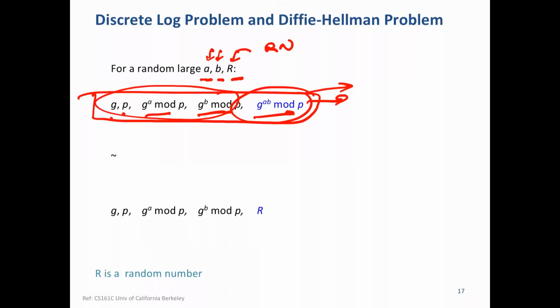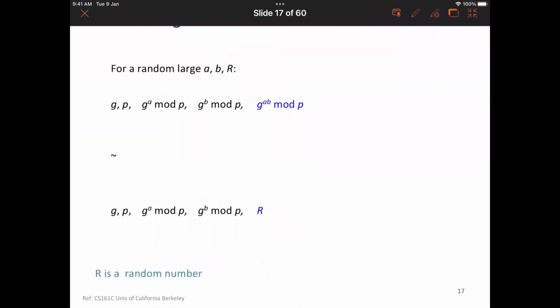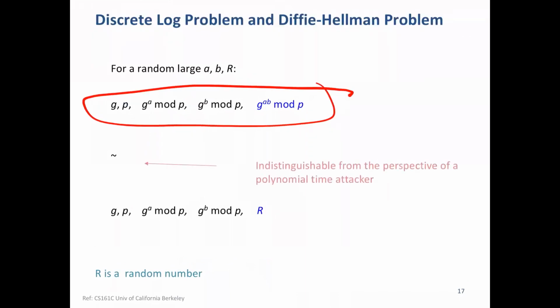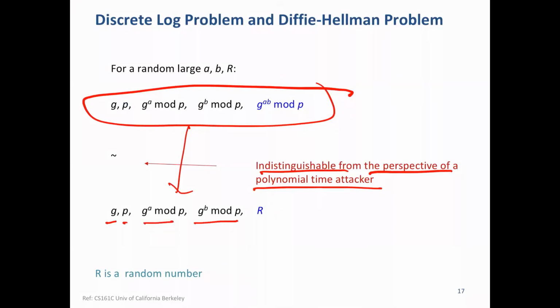So this is one set of numbers, and this is another set of numbers. Then we can say that these sets of numbers are indistinguishable from the perspective of a polynomial time attacker. It is different from g, p, g raised to the power A mod p, g raised to the power B, because these are known, and a random number which anybody in between can generate. So one person cannot generate the same R as this one in polynomial time. Same thing that we discussed earlier, just a different depiction of that.